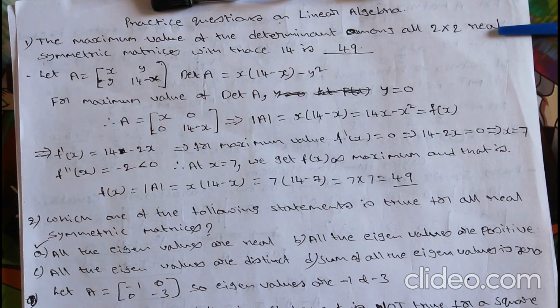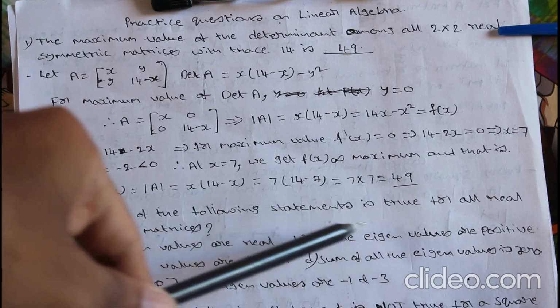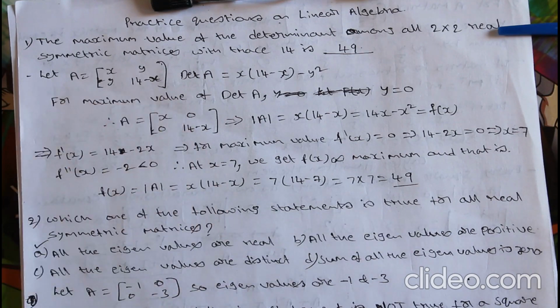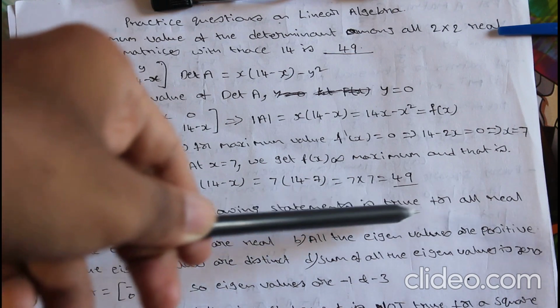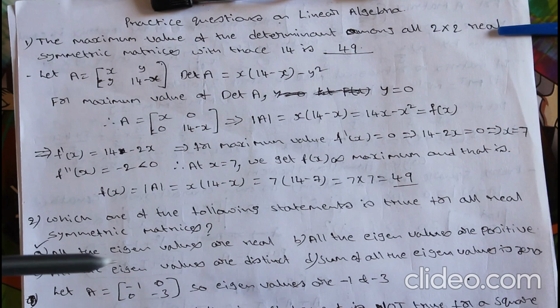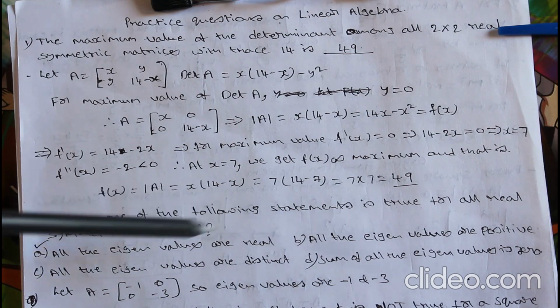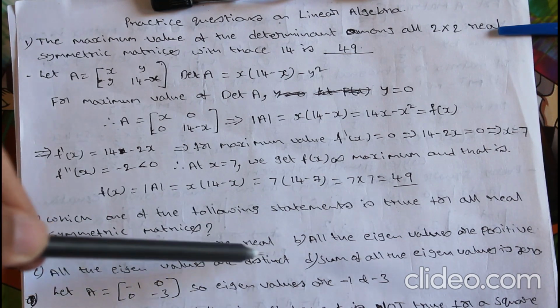Now look at question number 2. Which one of the following statements is true for all real symmetric matrices? This is a standard question. Let us see the options. We have to find the true statement among the options. Look at option 1: all the eigenvalues are real. This is correct. This point is covered in my previously uploaded video on properties of eigenvalues. In that I have mentioned that for all real symmetric matrices, the eigenvalues are always real.